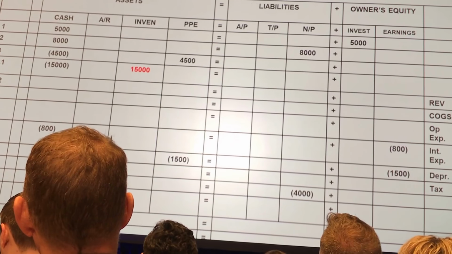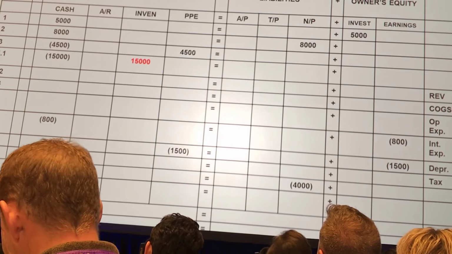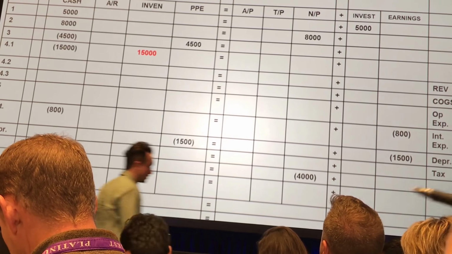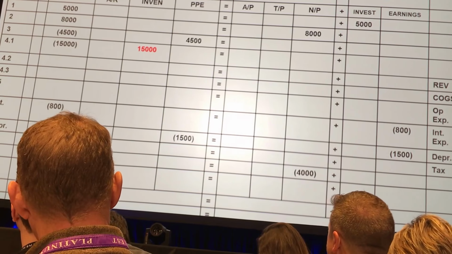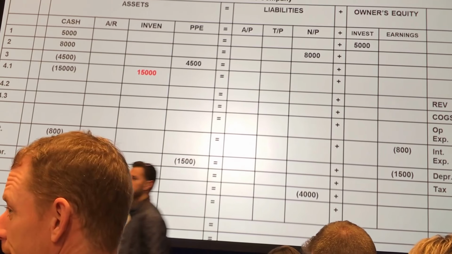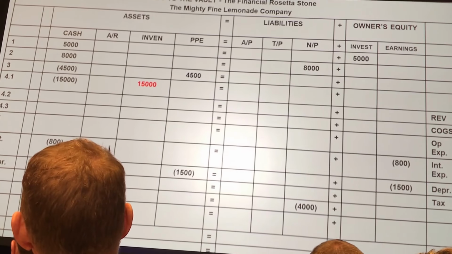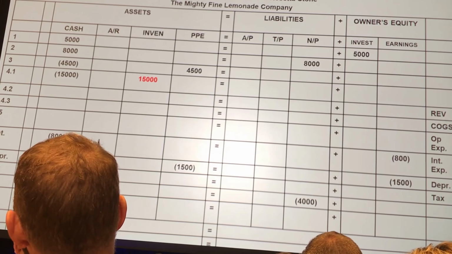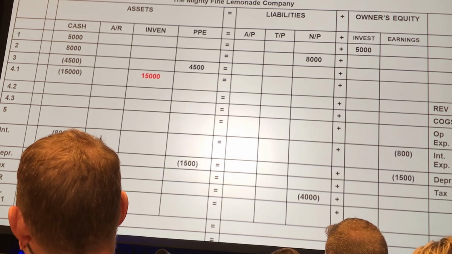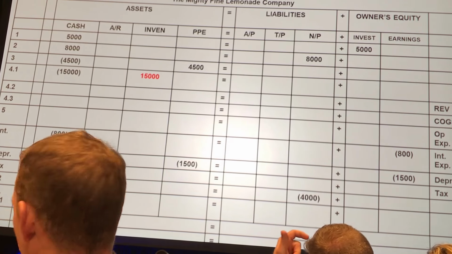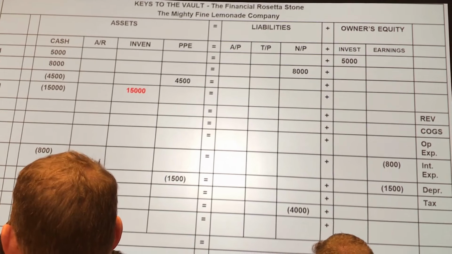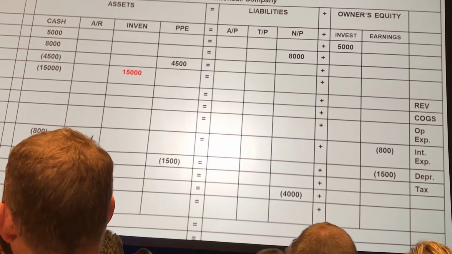So no place on here does it say that we went out and in one lump sum spent $15,000. If we're in the lemonade business, I'm pretty sure we didn't buy $15,000 worth of lemons all at the same time. Instead, we bought a little bit this month, a little bit the month later, and over the course of the year, we spent $15,000 in inventory. Are you with me? Yeah.